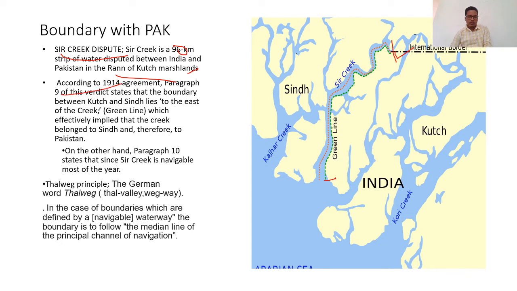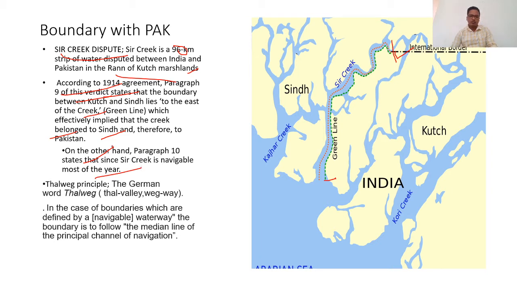According to the 1914 agreement, paragraph 9 states that the boundary between Kutch and Sindh lies to the east of the creek, the Green Line, which effectively implied the creek belonged to Sindh and belonged to Pakistan according to the 1914 agreement. That means India was not there. It was, what I would say, the British. Paragraph 10 states Sir Creek is navigable most of the year.